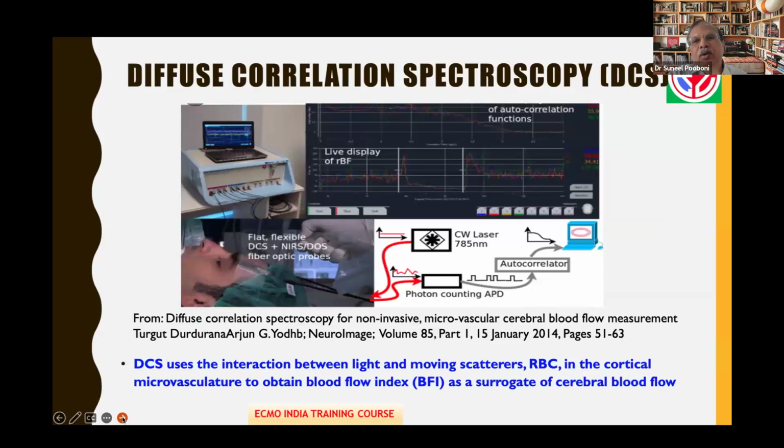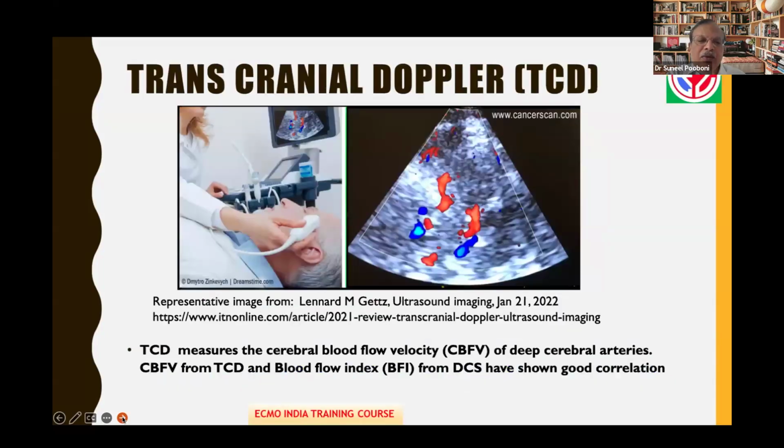Diffuse correlation spectrometry, a lot of laboratories may not have it, but it is a useful tool. It uses the interaction between the light and moving scatterers, such as RBC, in the cortical microvasculature to obtain blood flow index as a surrogate of cerebral blood flow. So it is a useful parameter to have, but it is not mandatory to have it when you are having an ECMO center.